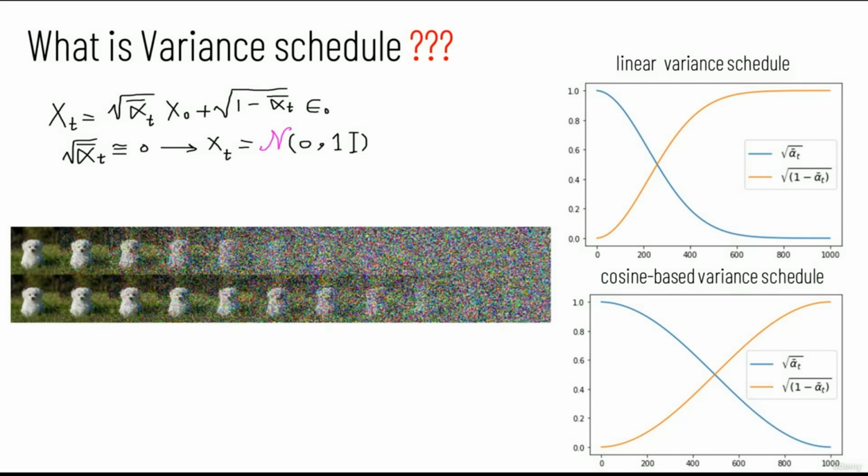So now we have two variance schedules, the linear variance schedule and the cosine-based variance schedule. And as you can see here, the cosine-based variance schedule is better than the linear variance schedule.